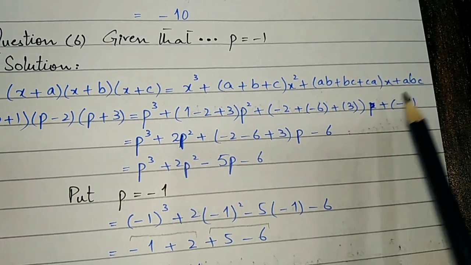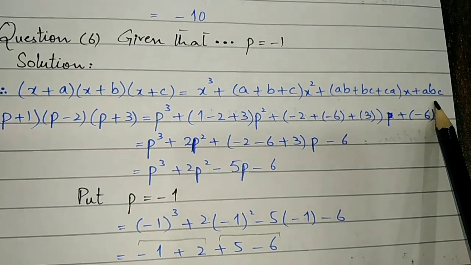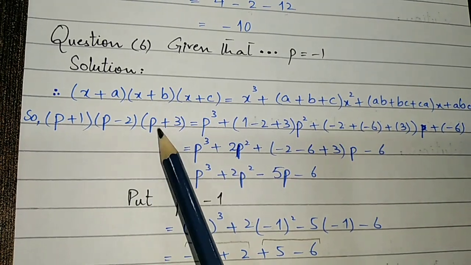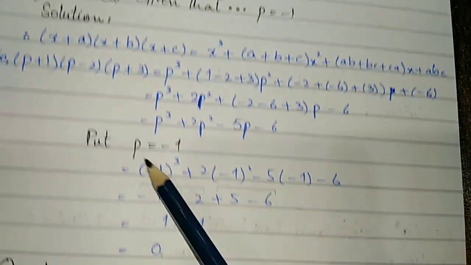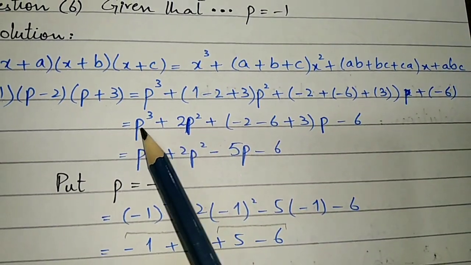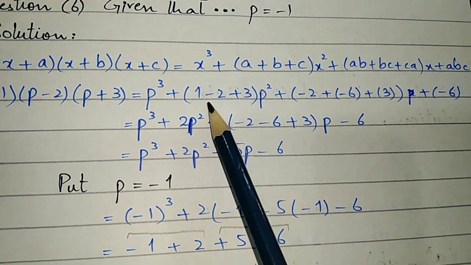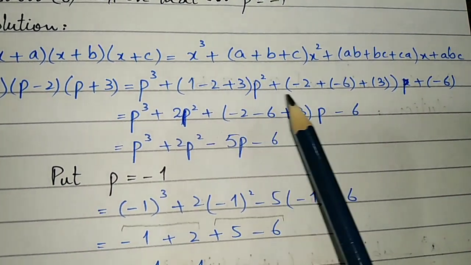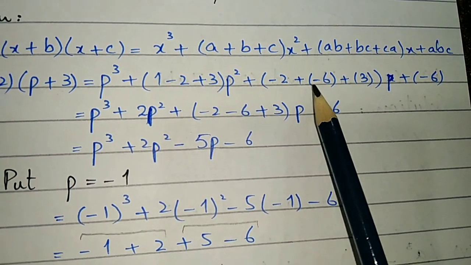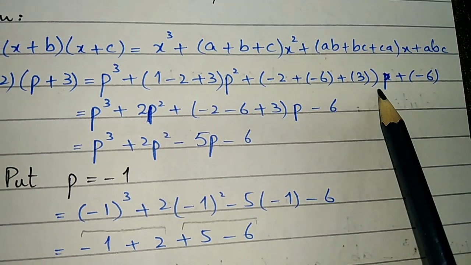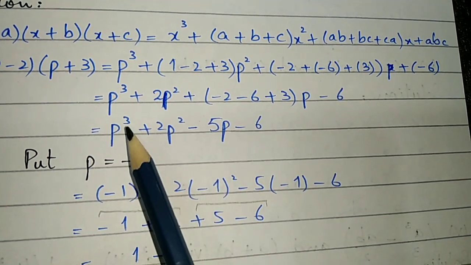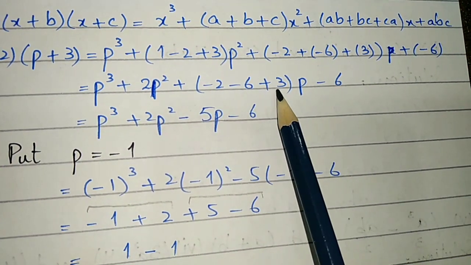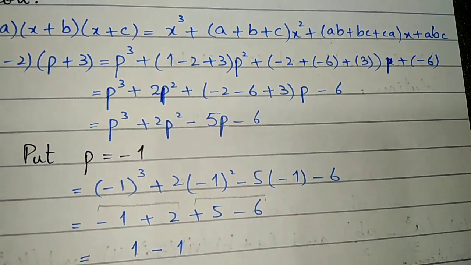Times p, since x is replaced by p. abc means the product of a, b and c, so 1 into -2 into 3, that is -6. Now we simplify. p cube as it is, plus 1 minus 2 is -1, -1 plus 3 is positive 2, so 2p square plus, we open the bracket, -2 minus 6 plus 3 times p minus 6. Now p cube plus 2p square, -2 minus 6 is -8, -8 plus 3 is -5p, minus 6.